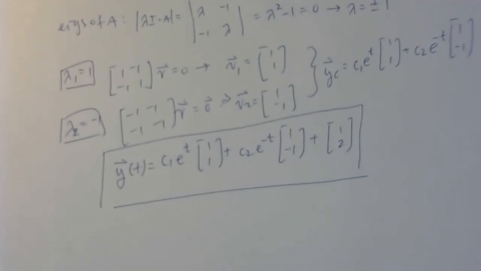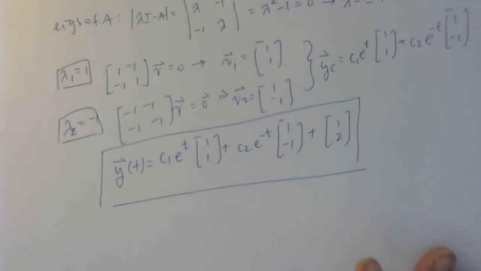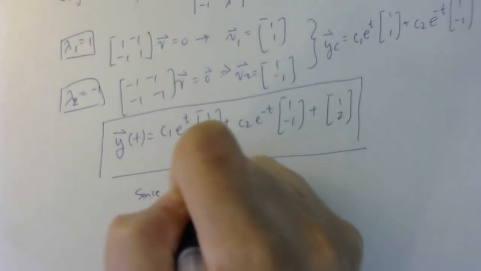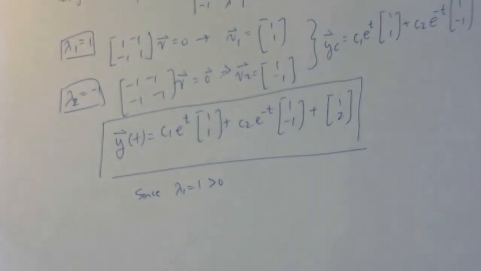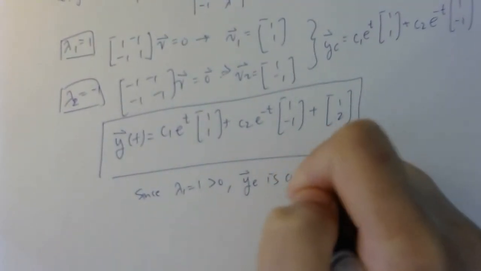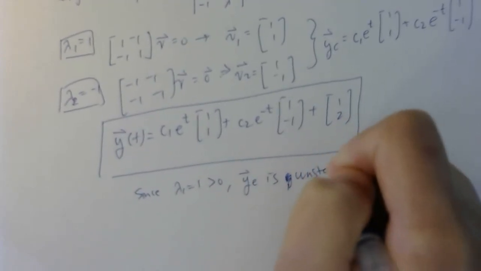So let's see. We found an equilibrium. We found a solution. And the question is, is it globally asymptotically stable or unstable? So we have an eigenvalue with a positive real part. Since lambda 1 is equal to 1, greater than 0, we expect that this equilibrium is unstable, right? Unstable.